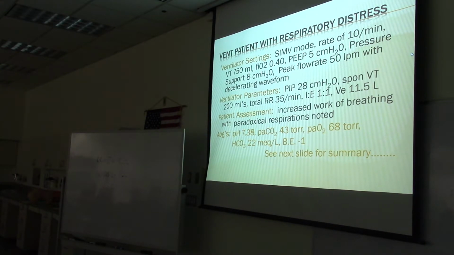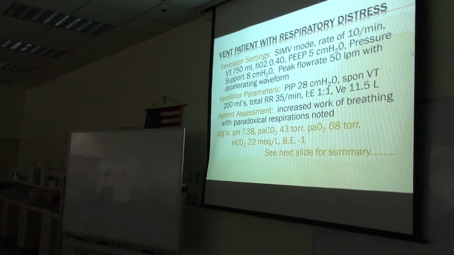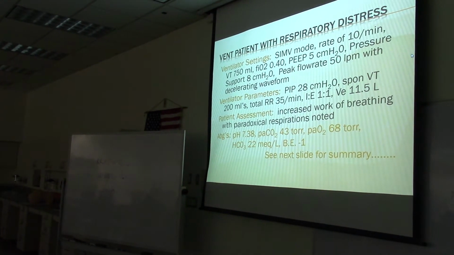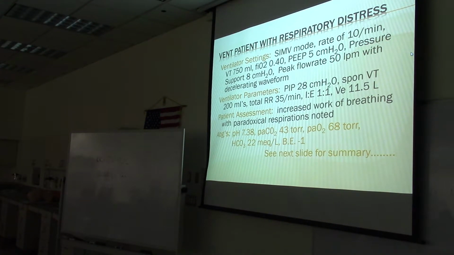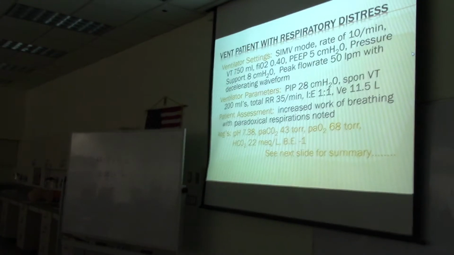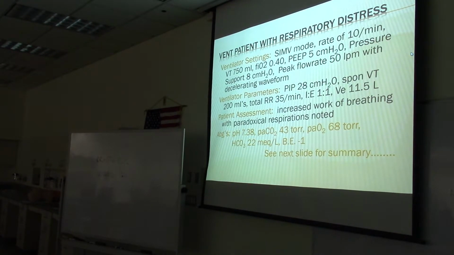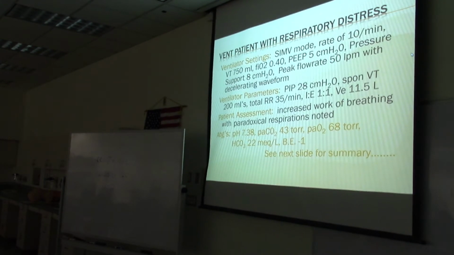So there's a lot of things that are flags here. That's a high minute ventilation. Fast respiratory rate. Your IE ratio is 1:1. And then if they've got an increased work of breathing on top of it, they're paradoxing, they sure don't look like they should be in SIMV mode. What do you think of the blood gas? Just hypoxemia. Yeah, mild hypoxemia, but ventilation-wise, it looks okay.